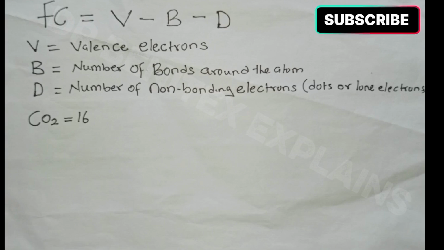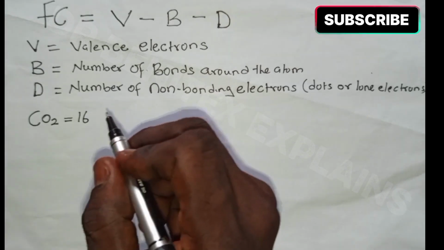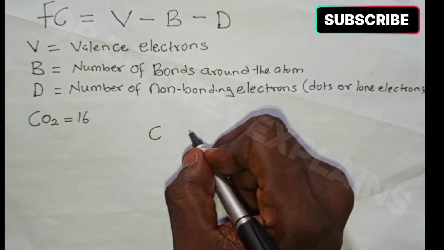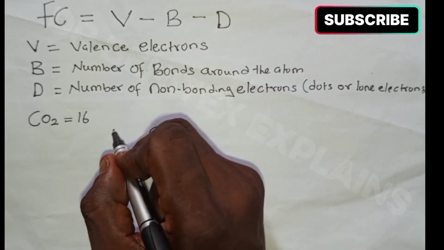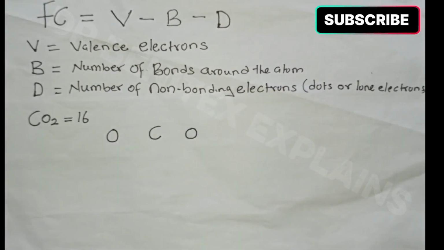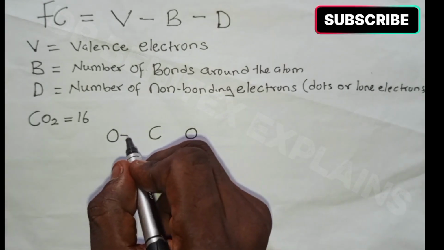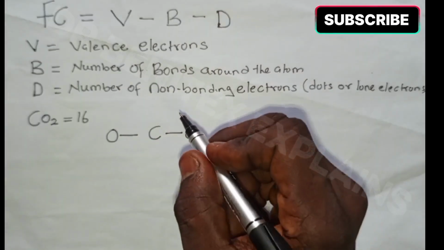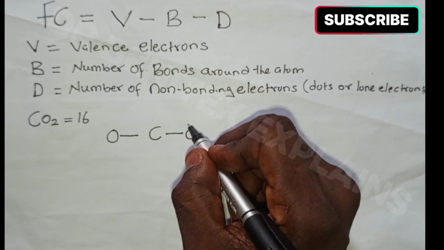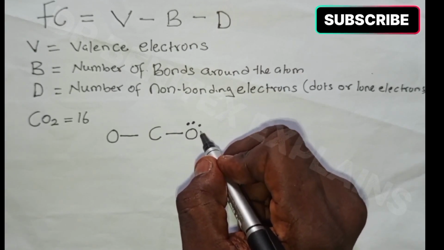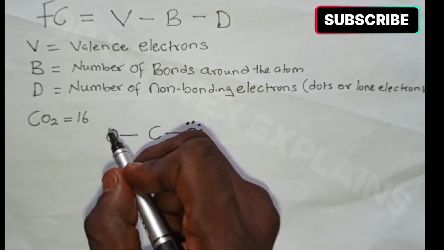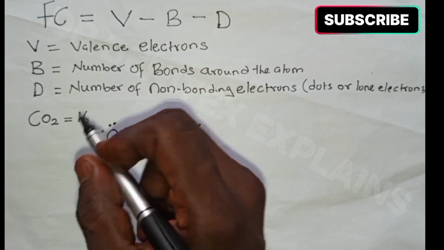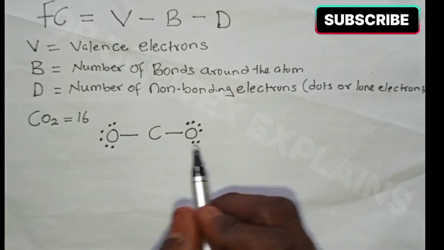So what is the Lewis structure for CO₂? Our central atom is carbon. So we have C here. We have our terminal atoms, oxygen and oxygen. First things first, place an electron pair in between each of the atoms. Next thing, distribute the remaining electrons around the terminal atoms. 1, 2, 3, 4, 5, 6. 1, 2, 3, 4, 5, 6. So we have octets for the two oxygen atoms.